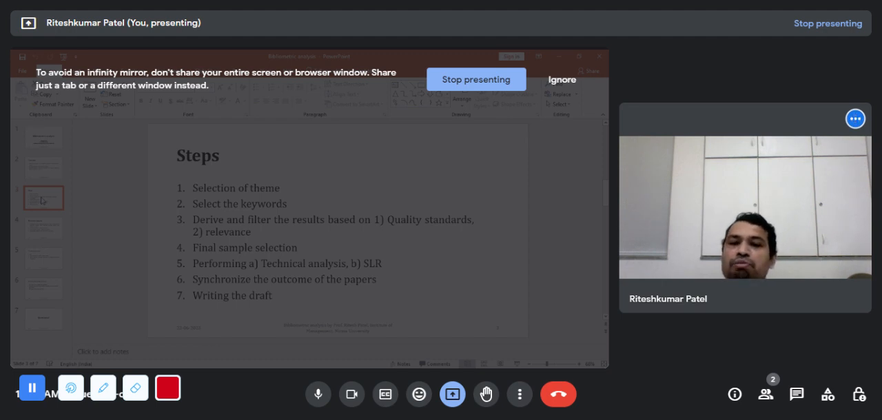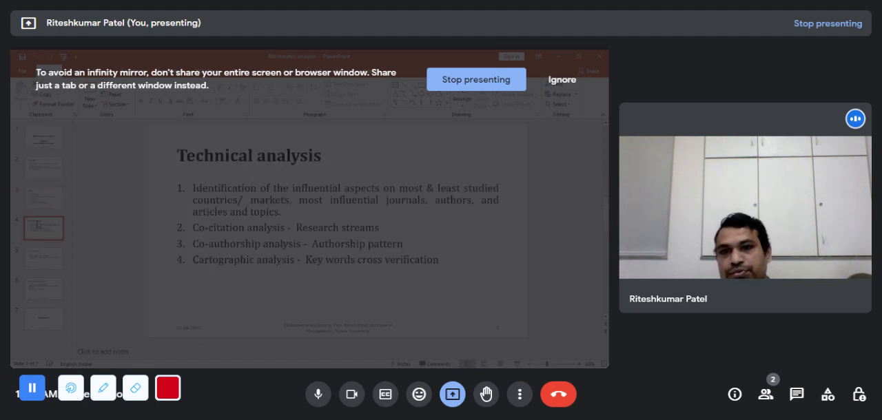And then we will perform the technical analysis and SLR. Under the technical analysis and SLR, we will decide what kind of technical analysis we are going to cover under the influential aspect and how we are going to perform the systematic literature review. After that, an important concept comes where we do a synchronization of the outcome of the paper. Okay, so we need to cover the paper outcome, synchronize the work on that, and then write the draft on it.